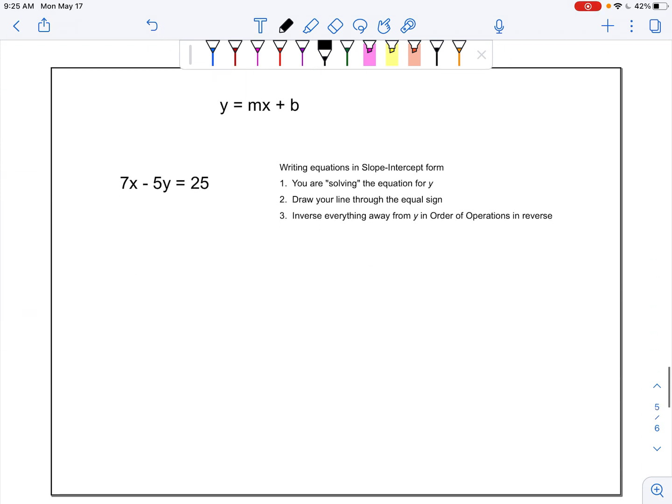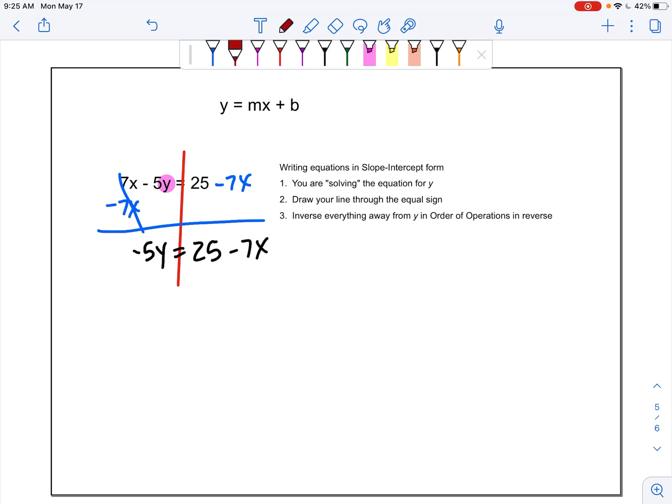So here, let's try again. Divide this down the middle, so to speak. This is what I'm trying to get by itself. I'm going to subtract 7x and put it up here so I don't have that temptation to try and combine it, because it cannot be combined. That's a negative 5y. So I'm going to divide everything by negative 5. Not just 5, but negative 5.